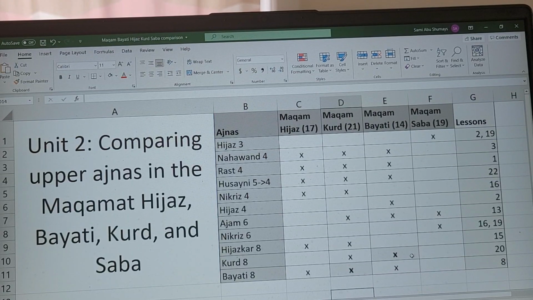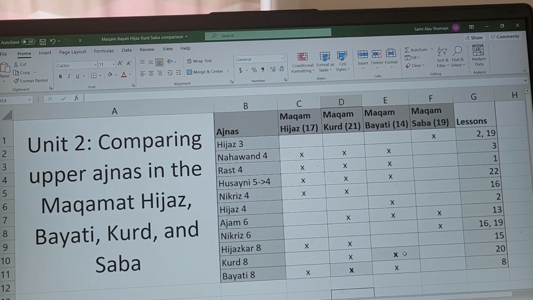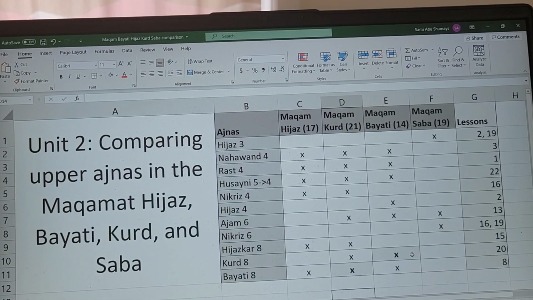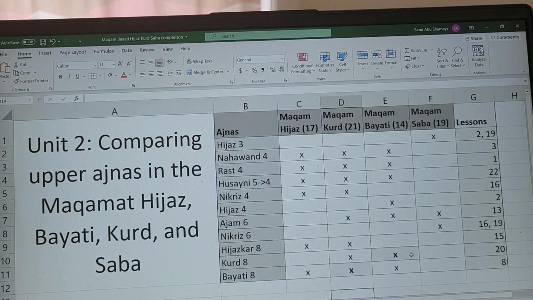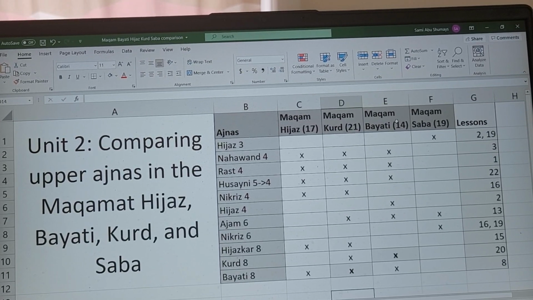Here I went from the Kurd back to the Ajam. Or from the Kurd down to the Nahawand. That's the octave. Down to Nahawand on 4. 8, 7, 6, 5, 4. 8, Kurd, Nahawand, Ajam on 6, Nahawand, Bayati.